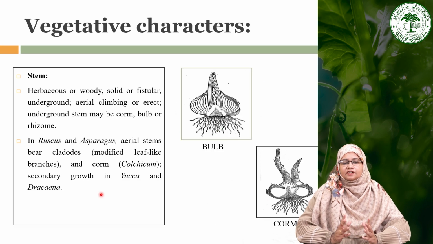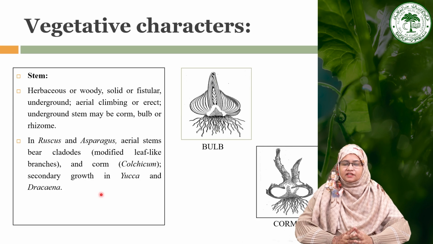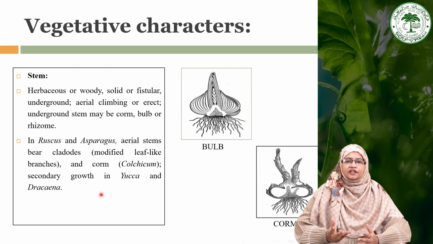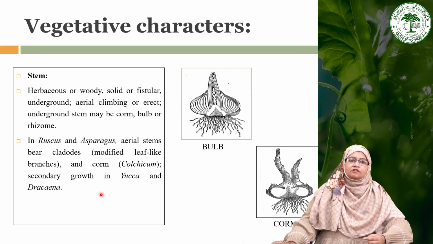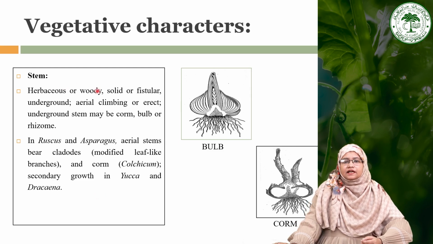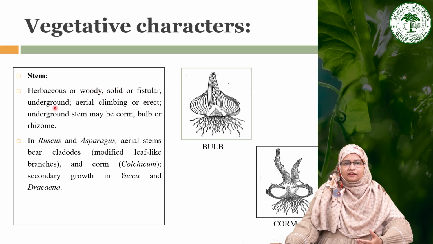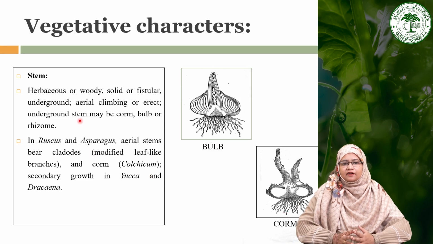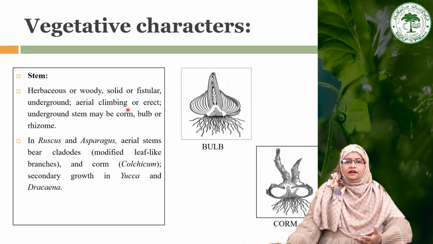If we move towards the stem, as we have discussed earlier, most of the plants are herbaceous in nature and some are also trees. So, depending upon their habit, the stem is also herbaceous or woody. In general, they are solid, but sometimes they are also fistular. Underground, as when there is a bulb or corm or rhizome, they have an underground stem. Aerial climbing stem, as in case of Smilax, or erect. Underground stem may be corm, bulb or rhizome, as you can see here.